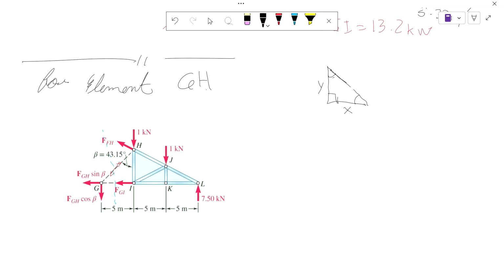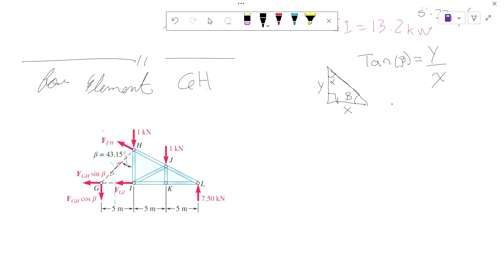Okay, let's call this alpha, and let's call this beta. So if you want to find beta, and you have x and y, but you don't have the hypotenuse, then you simply do a tangent computation. Tangent of beta is equal to y over x.